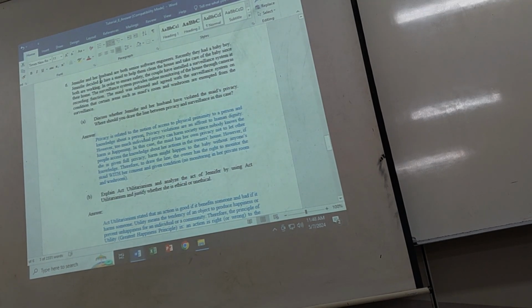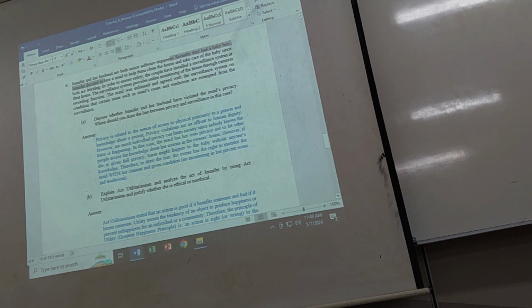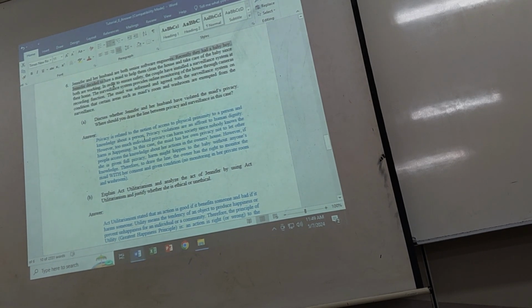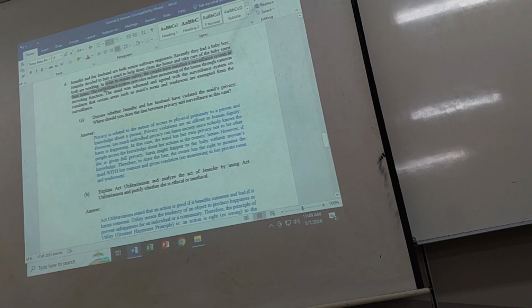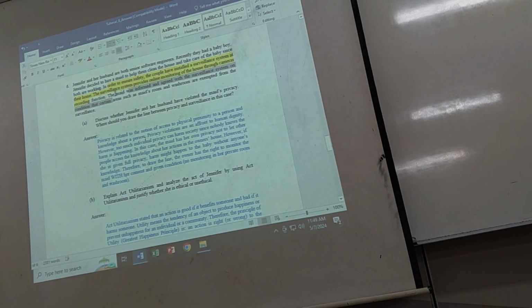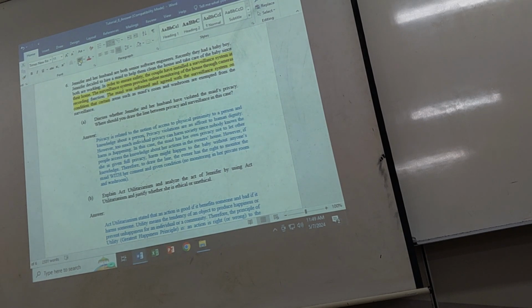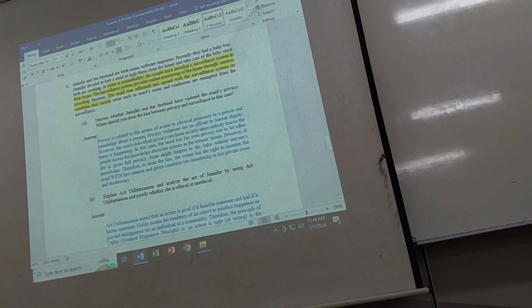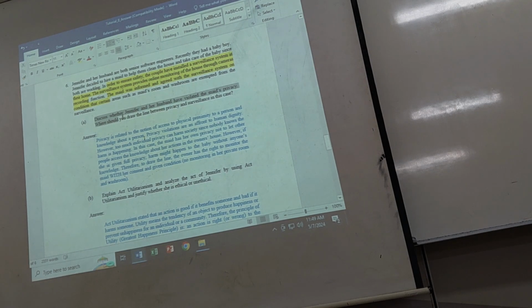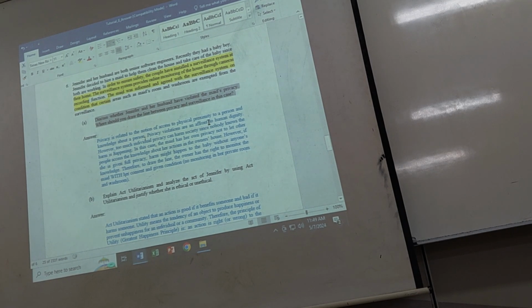Next is Jennifer and her husband, both are software engineers. They married and they got a cute baby. So they installed a civilian camera at home just to monitor the maid. The camera is not installed in the bathroom and also in the maid's room. Now discuss whether Jennifer and her husband have violated the maid's privacy or not.